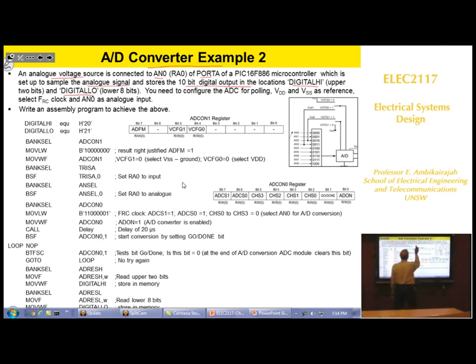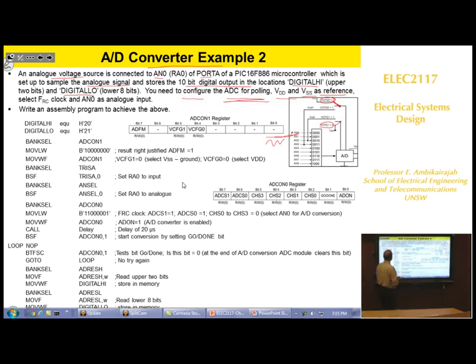Also, they're saying you need to configure the ADC for polling. That means you're checking, the same as the previous example. And VDD and VSS as references. What does that mean? The references mean these bits need to be selected to 0, so that it is connected. That's what the reference means. And if you do that, then your AN0 line is your analog line.